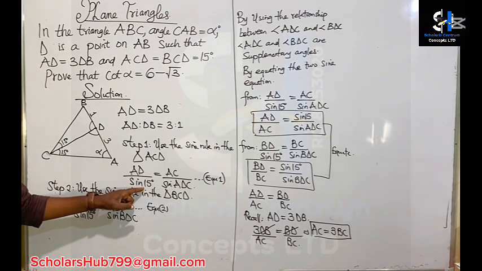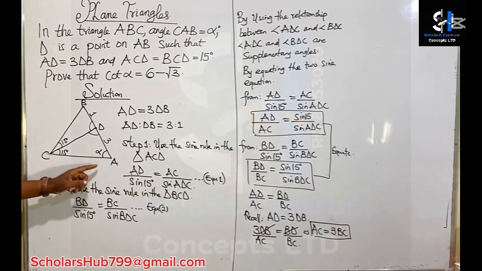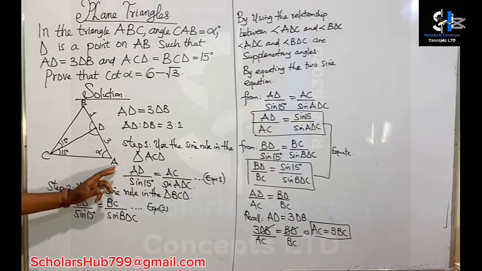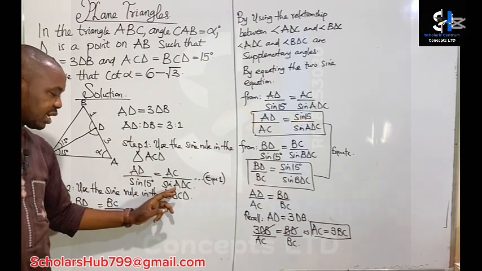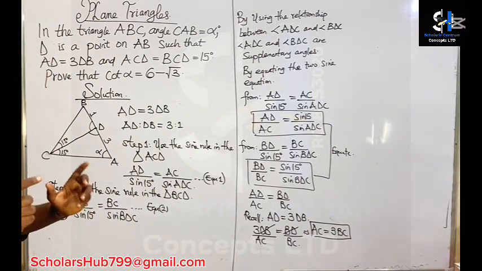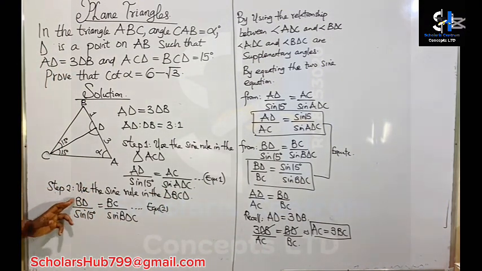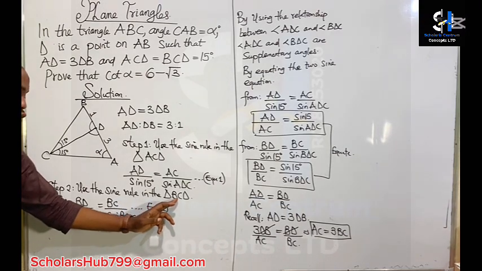Sine 15 degrees. Then AC, this side, is opposite what? Opposite angle ADC. So that's why we have sine ADC, and that is equation 1. Then step 2, use the sine rule in the triangle BCD.